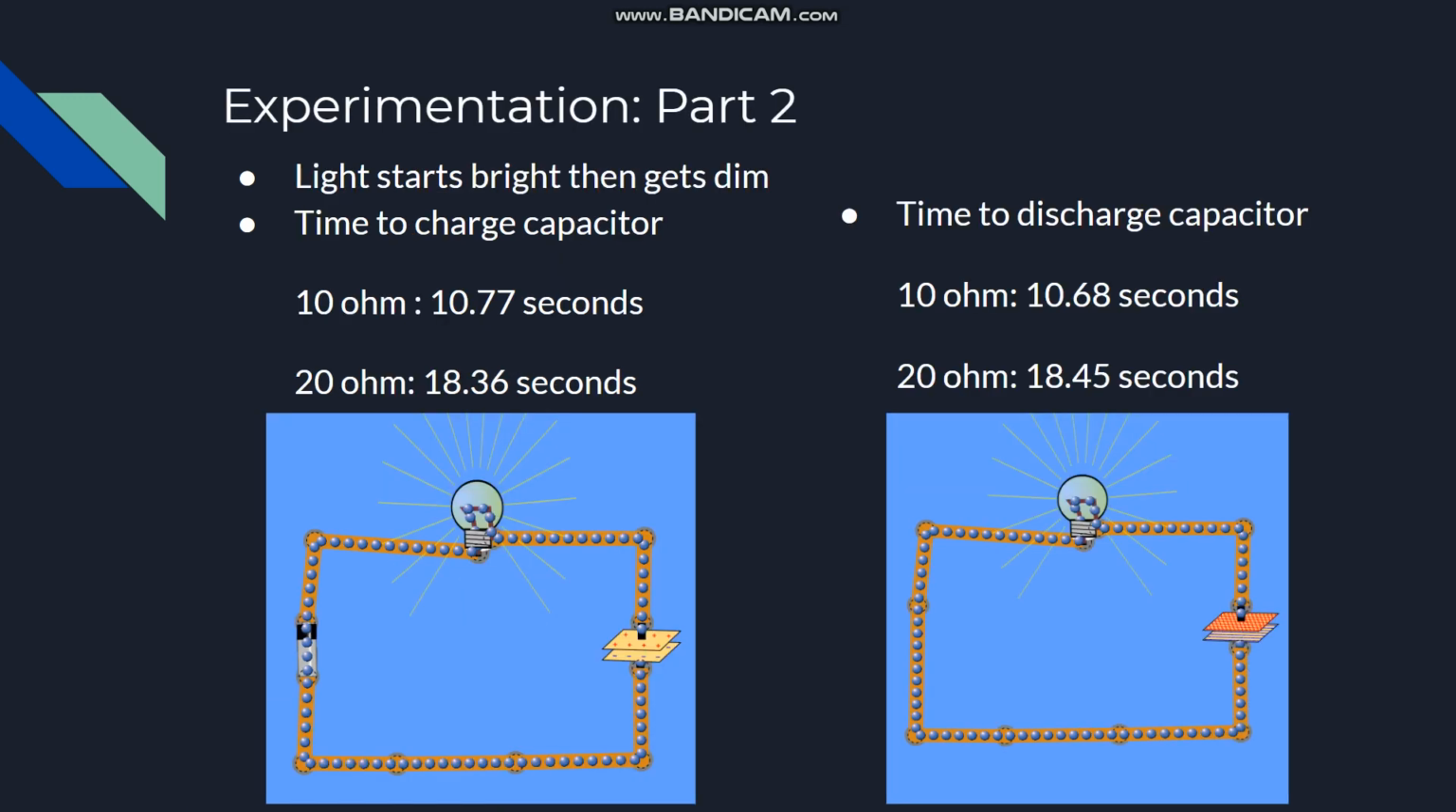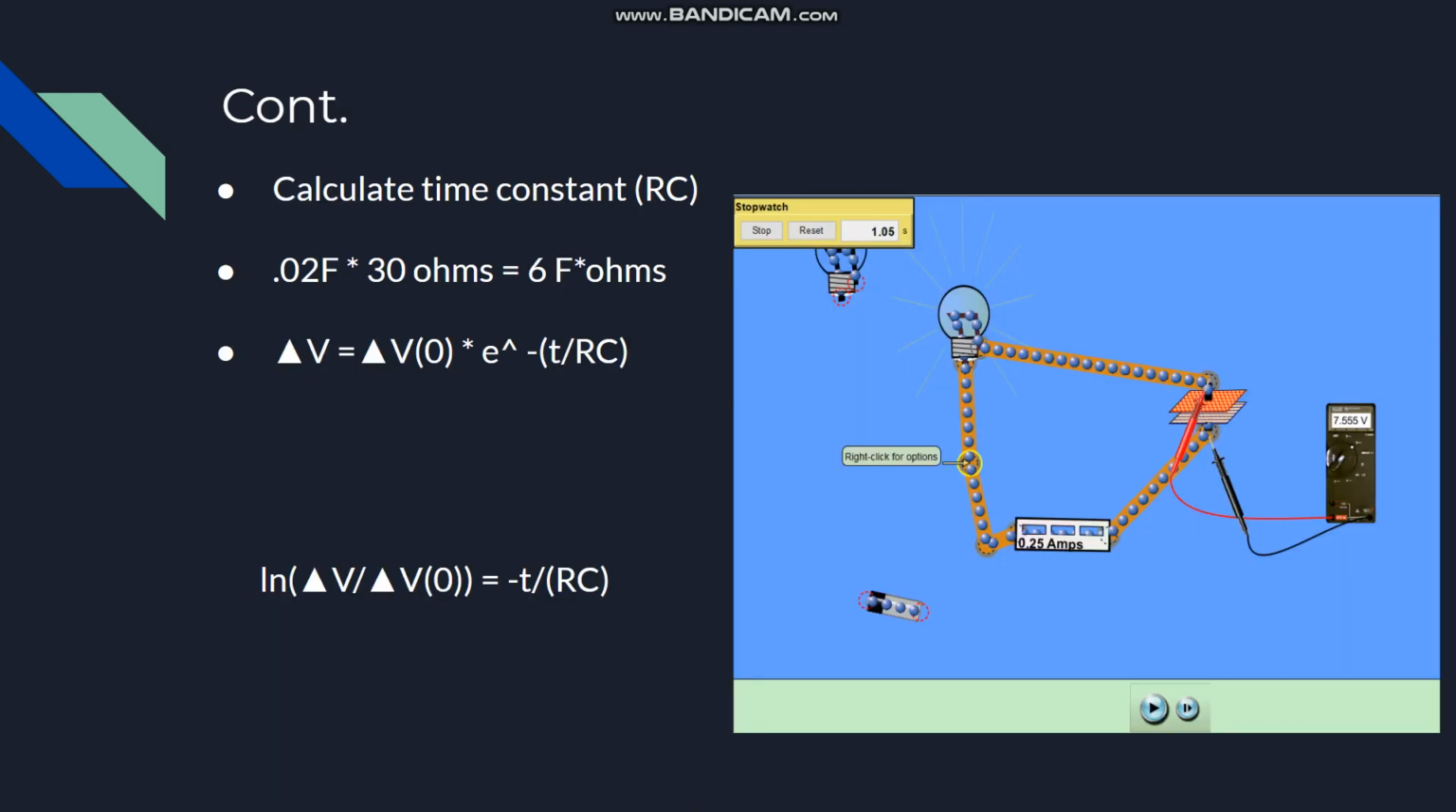In the second part of our experiment, when we work with capacitors, at first we charged and discharged a capacitor through a light bulb and saw how it starts bright and gets dimmer, and noticed how as long as it's flowing through the same resistance in the circuit, it's going to take the same time. And then the final thing we had to do was calculate the time constant of this circuit.